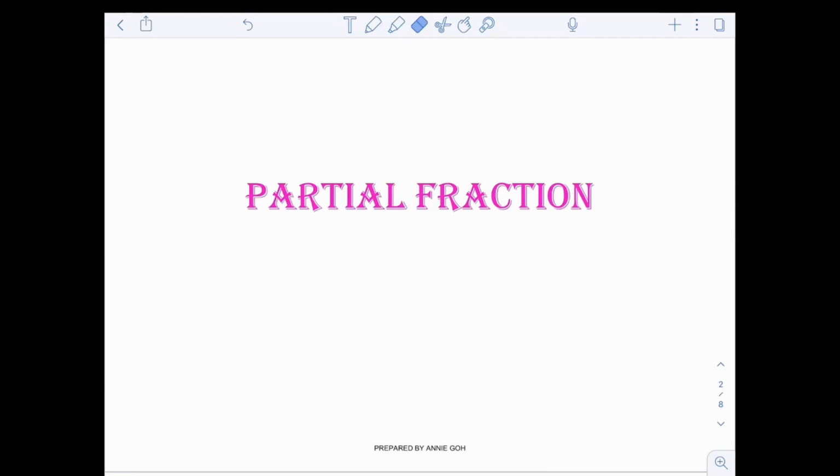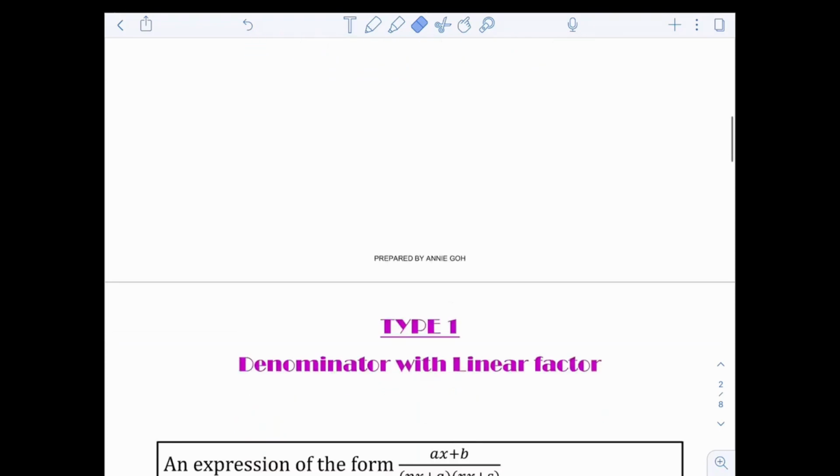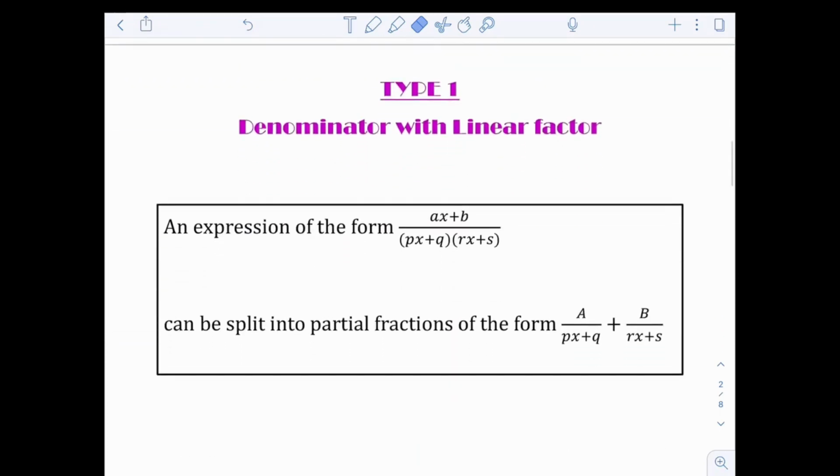This lesson is about partial fraction, which is one of the subtopics of the chapter Algebra. So in total, there are 4 different types of partial fractions. For now, we'll proceed to the type 1. Denominator with linear factor. Let's have a look at this expression, ax plus b over px plus q and rx plus s. You notice that the bottom part here, both the factors are linear, means x with power 1.